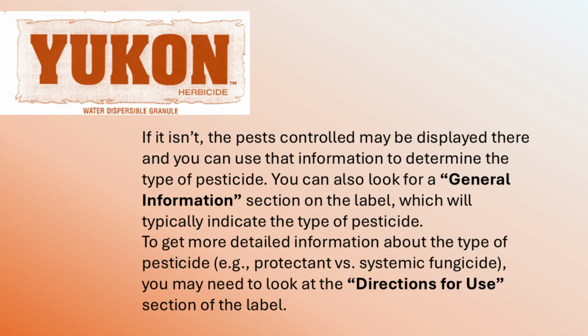You can also look for a general information section on the label, which will typically indicate the type of pesticide. To get more detailed product information about the type of pesticide, e.g. protectant versus systemic fungicide, you need to look at the Directions for Use section of the label.